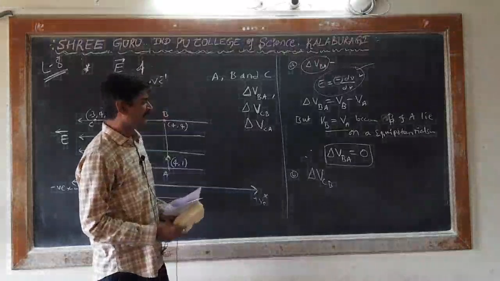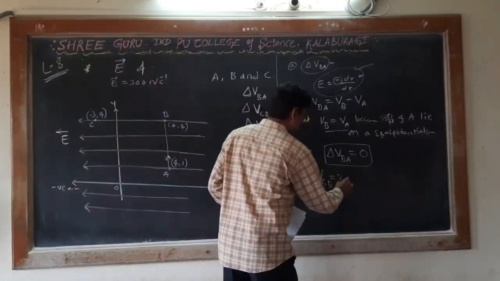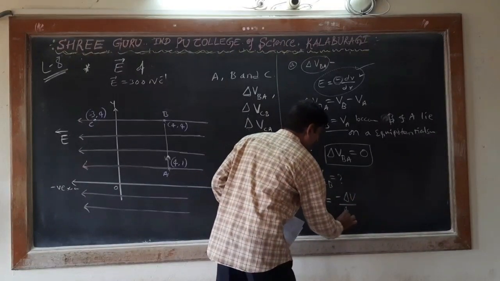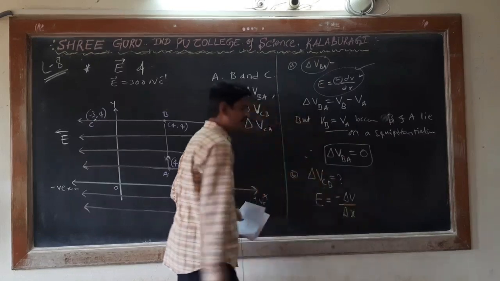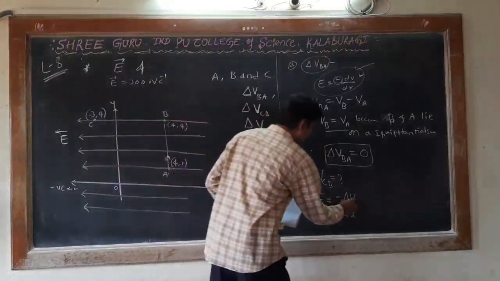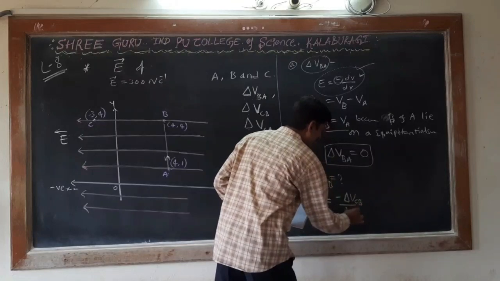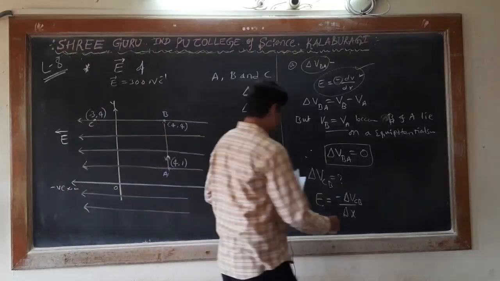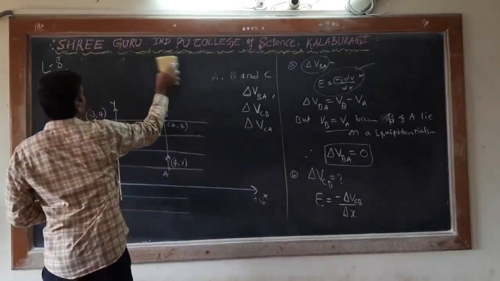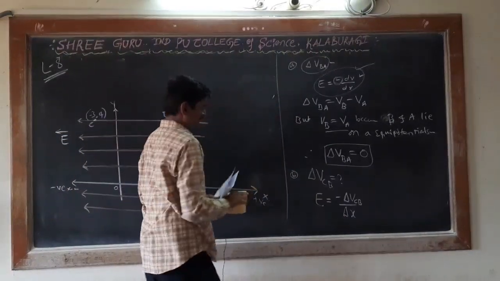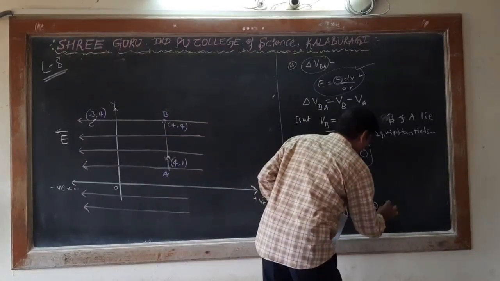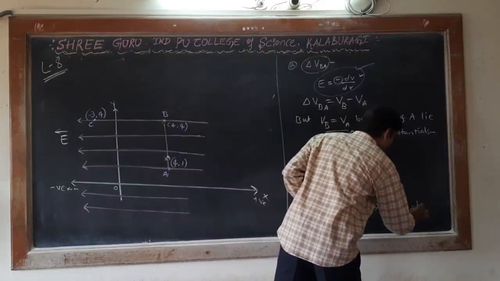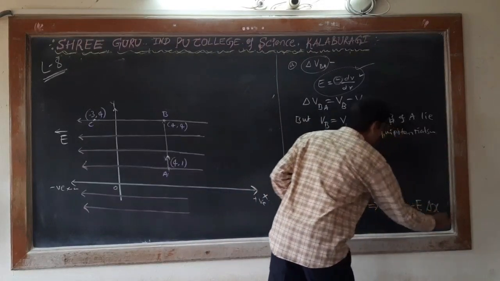Okay. So now delta VCB. We know that E is equal to minus delta V divided by delta X. So instead of this, delta VCB, and delta X is the displacement between C and B. So if you write like that, then you will get delta VCB is equal to minus E into delta X.